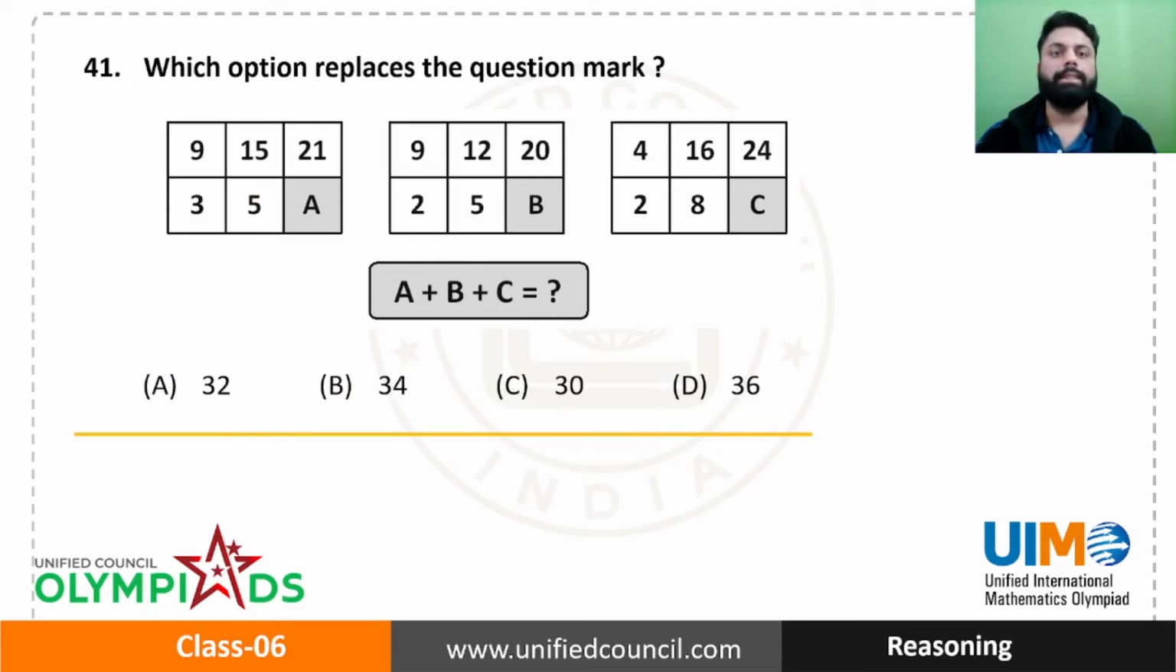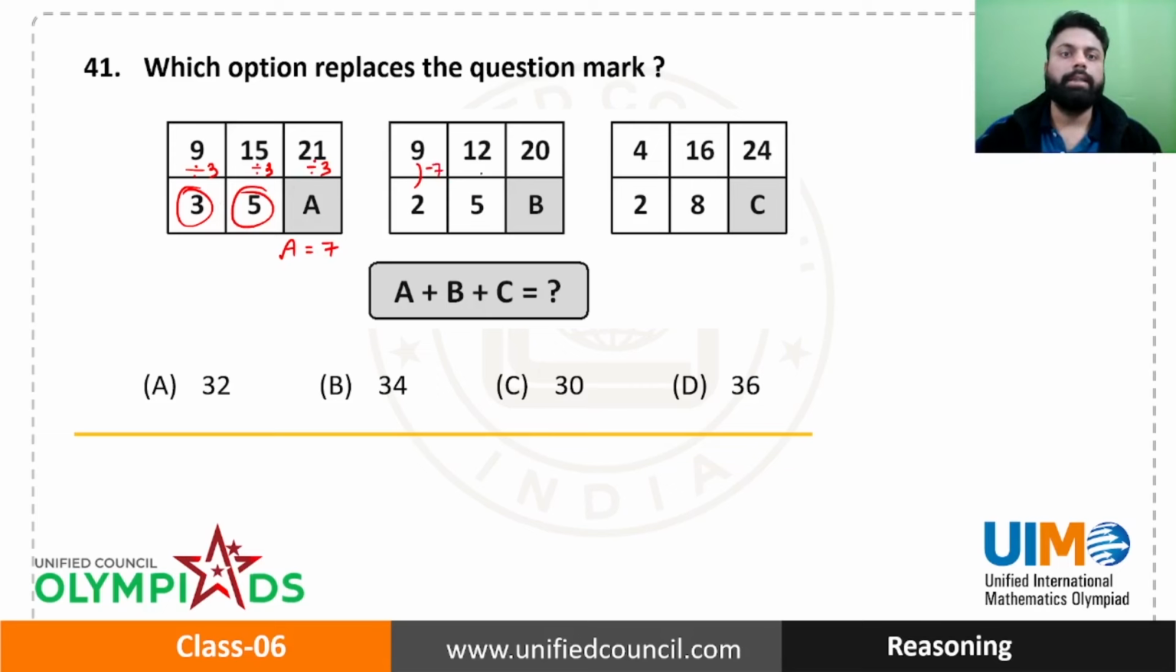Which option replaces the question mark? 9, 3, 15, 5, 21. 9, 2, 12, 5, 20. 4, 2, 16, 8, 24. So see, if you divide it by 3, you will get 3. If you divide it by 3, you will get 5. So if you divide it by 3, A is equal to 7.